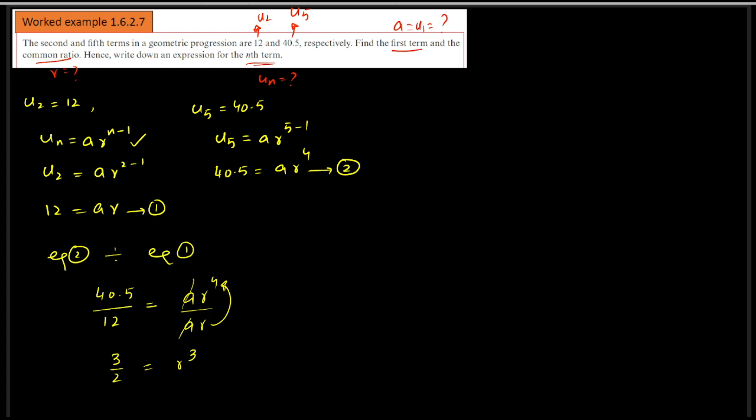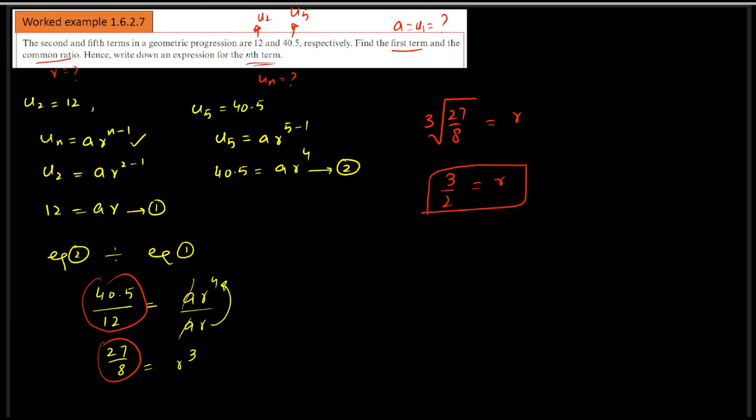So r equals, sorry, 40.5 over 12 is 27 over 8. So r cube is 27 over 8. Now take cube roots on both sides. Cube root of 27 over 8 is equal to r. So cube root of 27 over 8, again using calculator, is 3 over 2. So ratio r is 3 over 2. So we are done with common ratio.